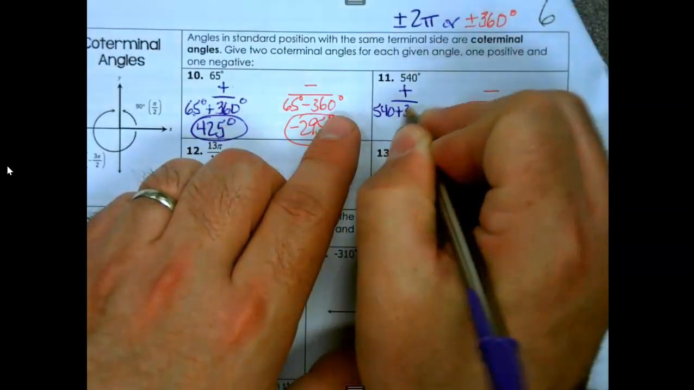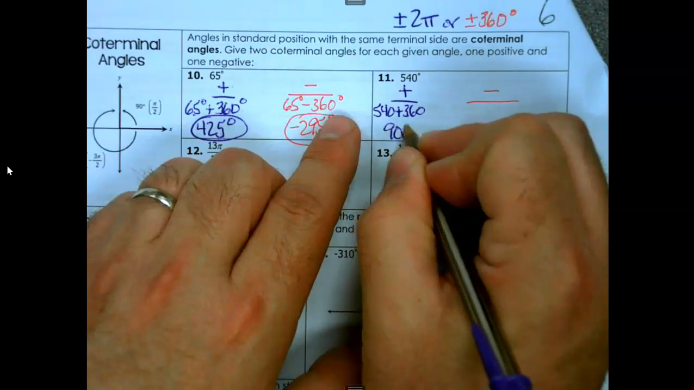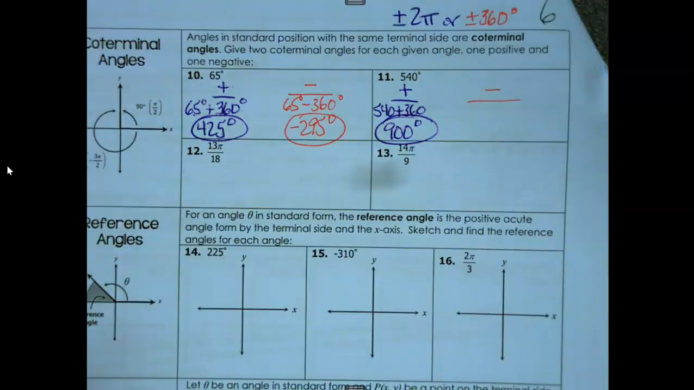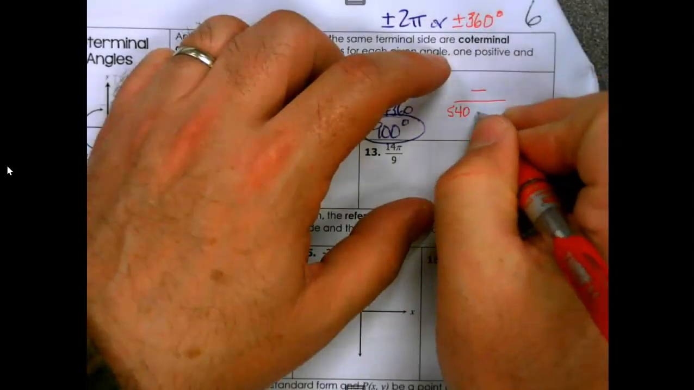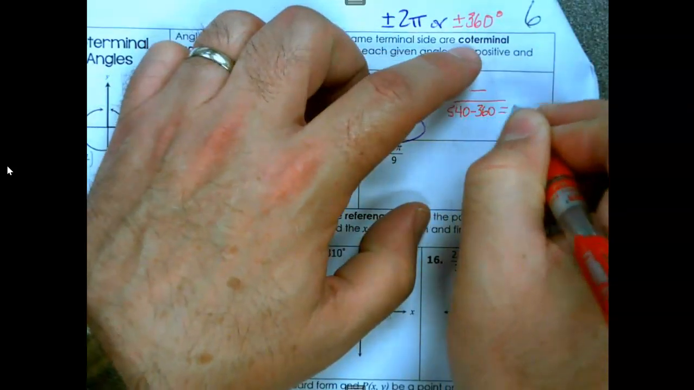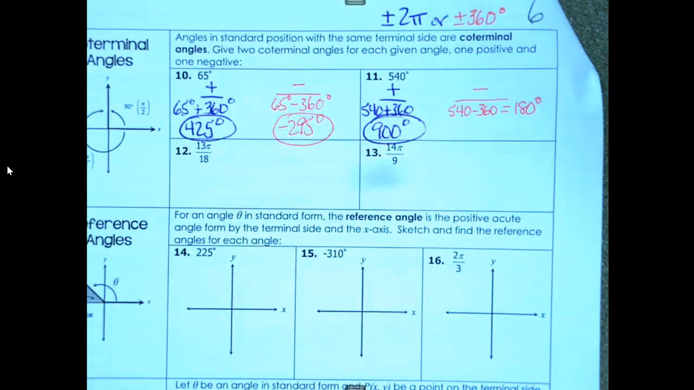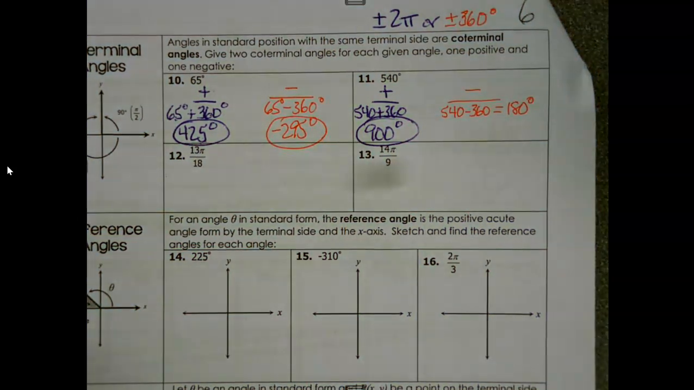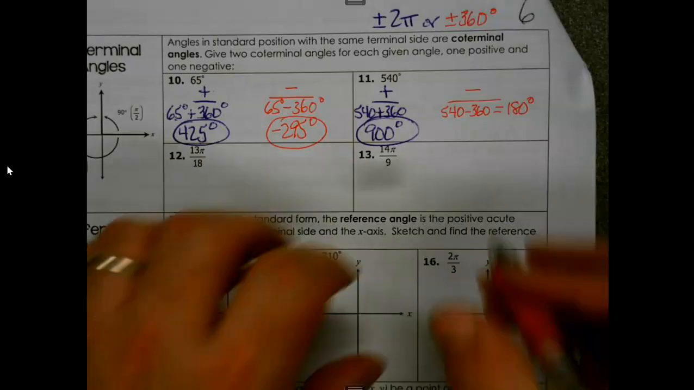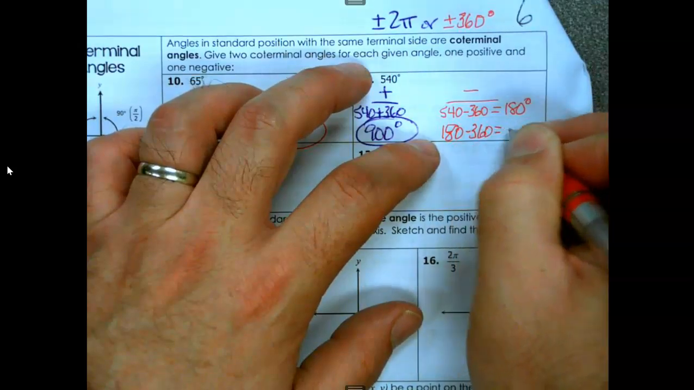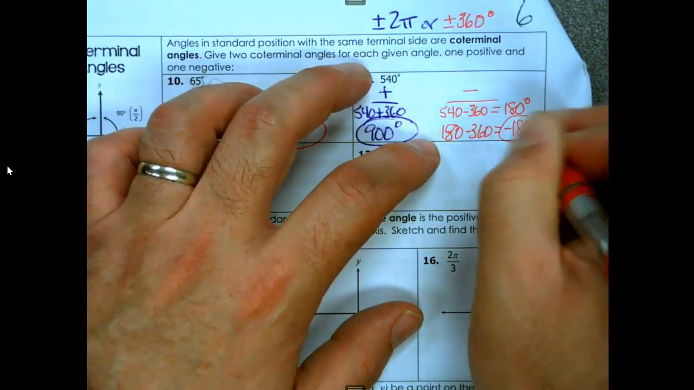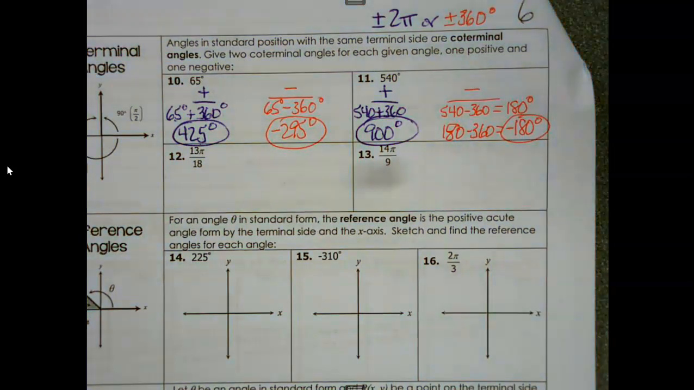540 plus 360. That's kind of large. 900. Now the negative. Is 180 negative? No. So if it's not negative, we need to subtract 360 again. Positives have to be positive, negatives have to be negative. If you have to do it more than once, you do. That's just how this works.